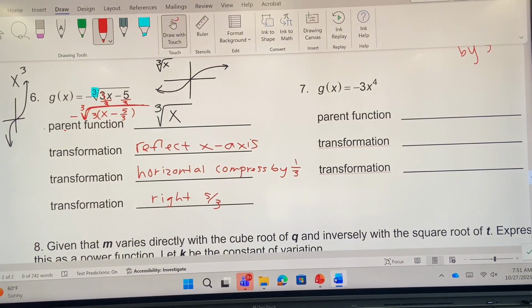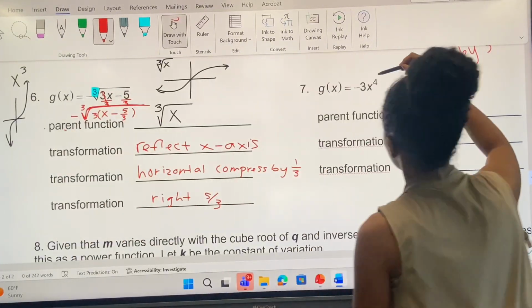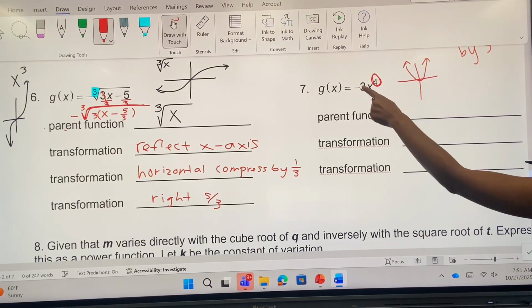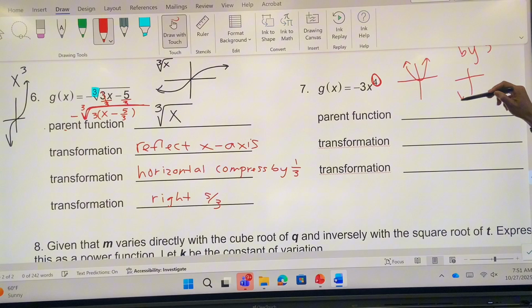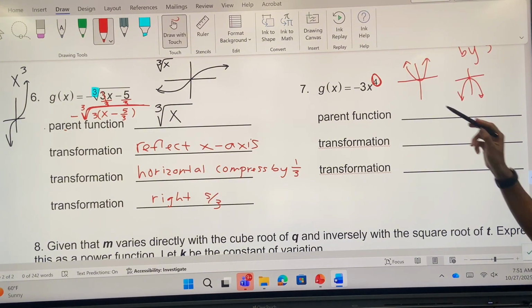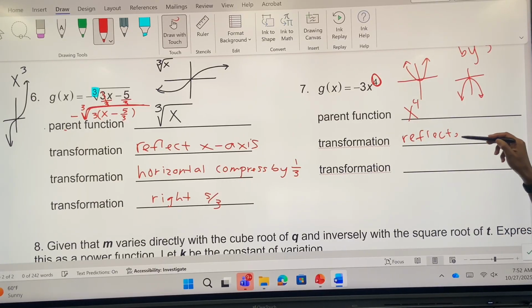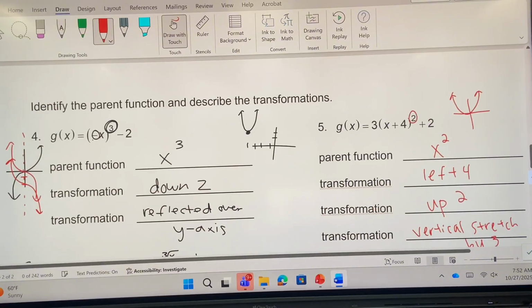Okay. This one, it is even powered. That means it's going to be a U-shaped graph, but there's a negative in the front, so it actually is facing down. Okay, so your parent function is x to the 4th. However, you have a negative in the front, so that means it's reflecting over the x-axis.